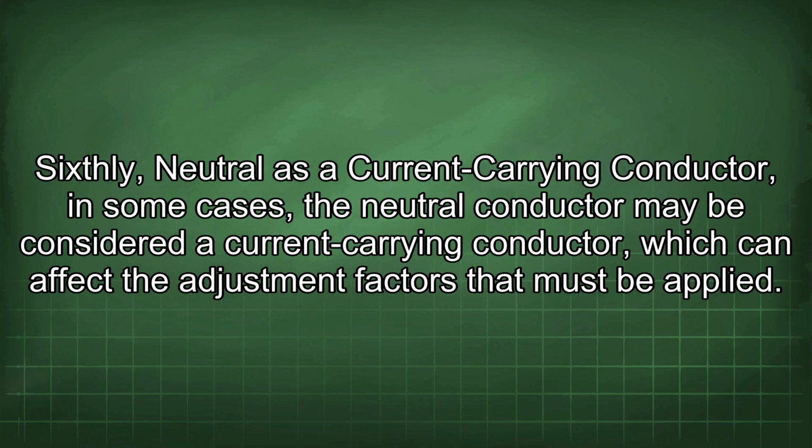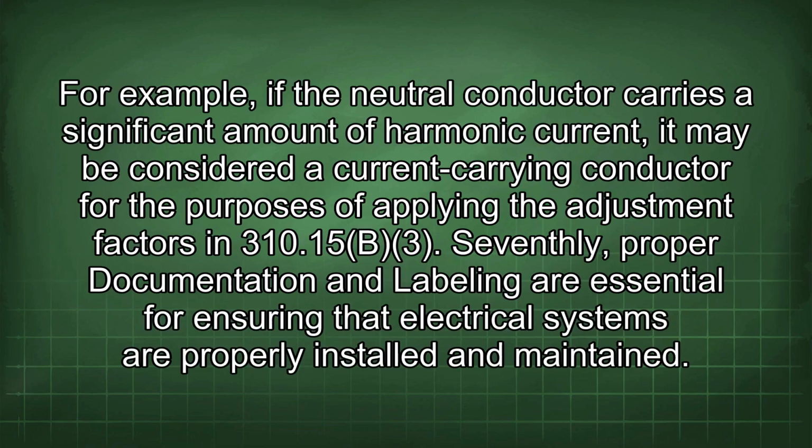Sixthly, neutral is a current-carrying conductor. In some cases, the neutral conductor may be considered a current-carrying conductor, which can affect the adjustment factors that must be applied. For example, if the neutral conductor carries a significant amount of harmonic current, it may be considered a current-carrying conductor for the purposes of applying the adjustment factors in 310.15(B)(3).